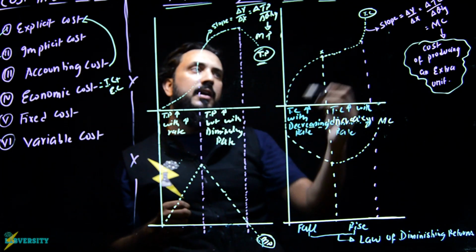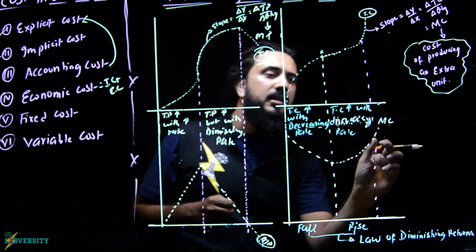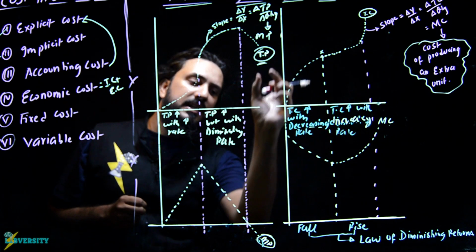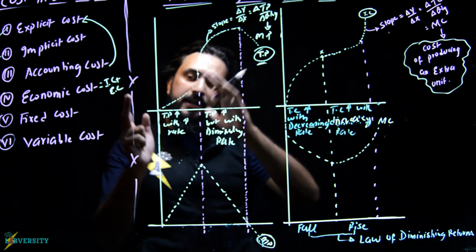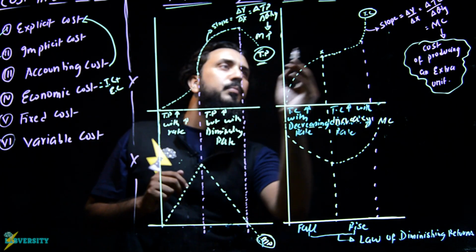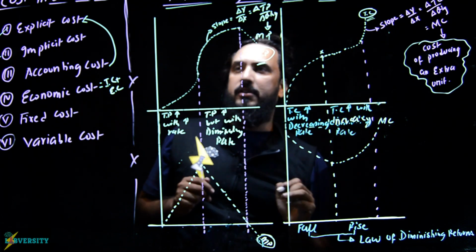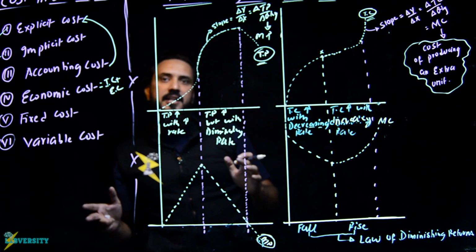So this is the relationship between total cost and marginal cost, and between total productivity and marginal productivity. And you can also compare your total productivity with total cost. So this was the lecture for today.